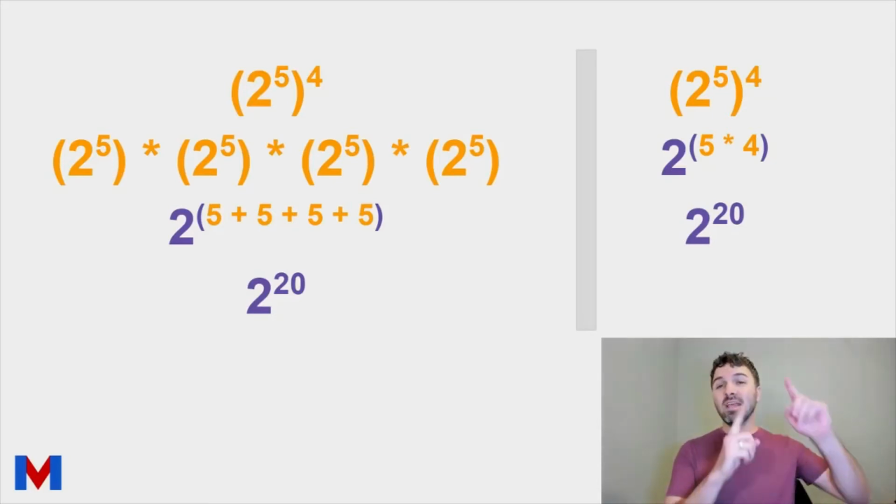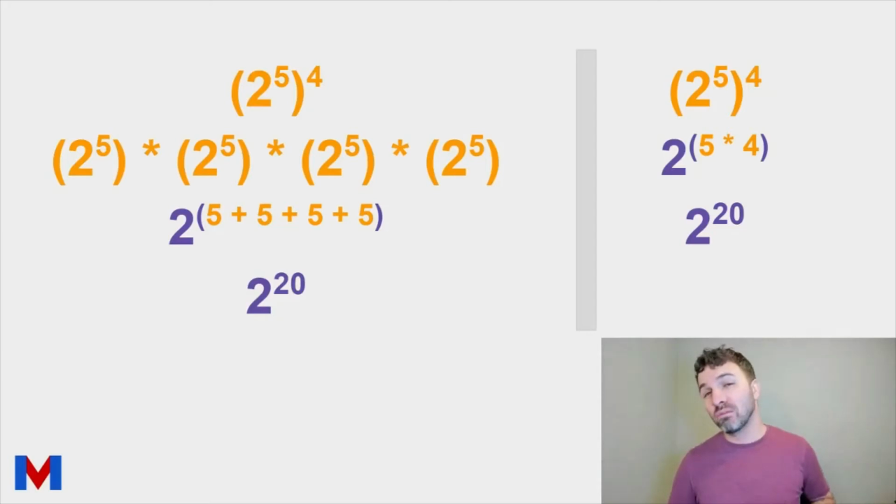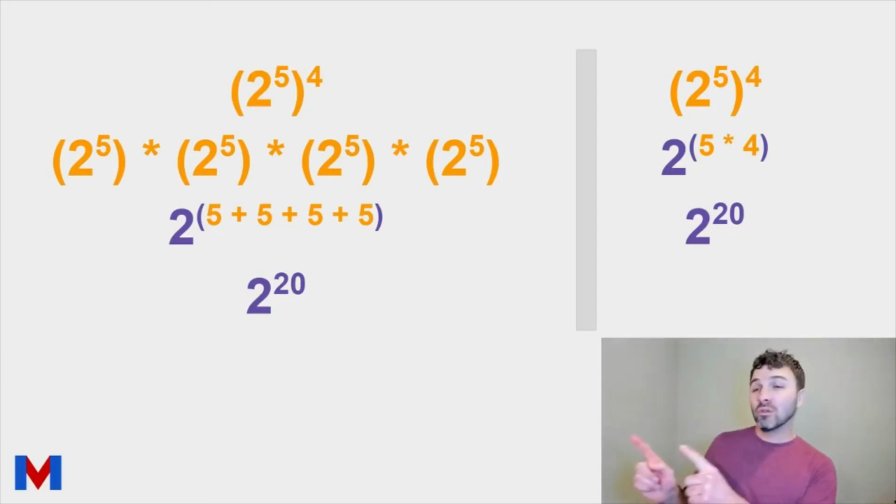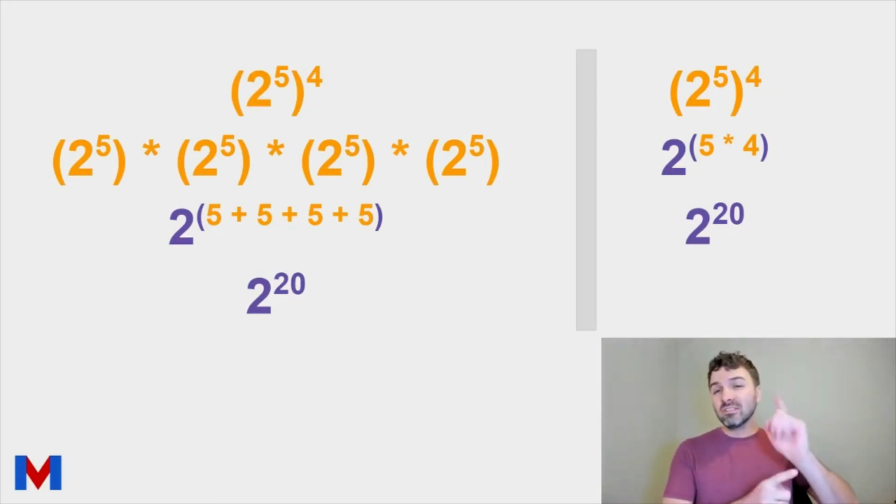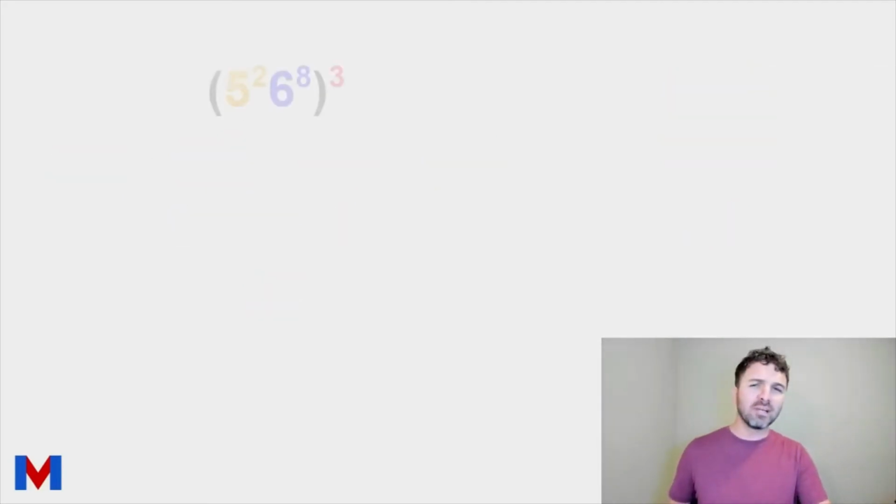This method is a lot faster and more efficient way of doing it. This way it works. If you need to do it this way, then do it. But this is a much more efficient way. Okay? Let's look at another example here.